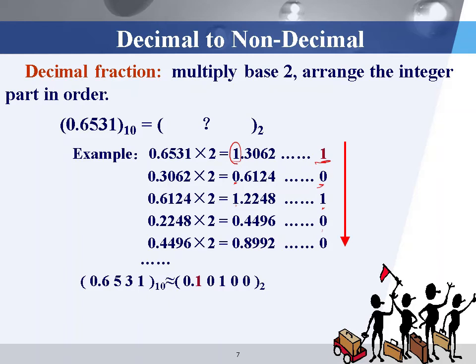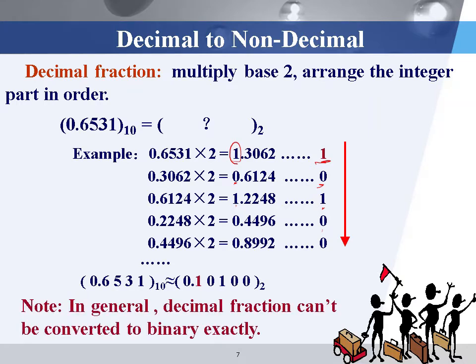So this is not exactly equal to this number. This binary number is only approximately equal to this decimal number. If we need a more accurate number, we need to keep more digits of the binary number. So in general, a decimal fraction cannot be converted to binary exactly.